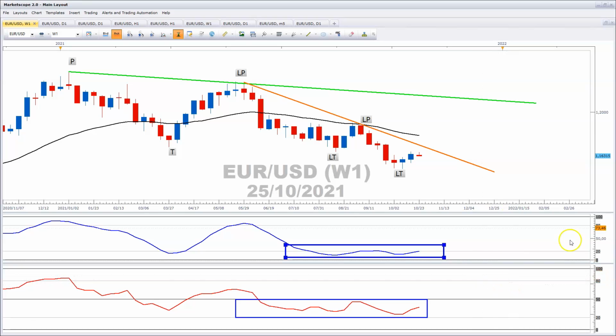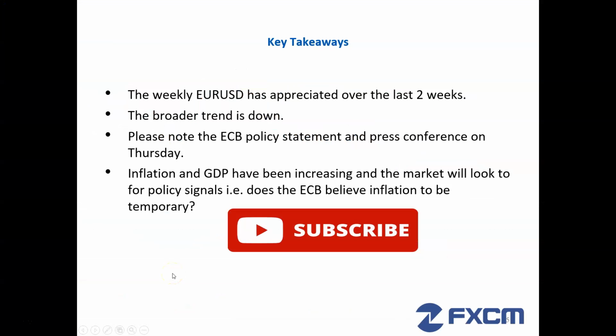Let's just end off with some key takeaways. The weekly Euro-US dollar has appreciated over the last 2 weeks, but the broader trend is down. We do want you to note that there is an ECB policy statement and press conference that is due this Thursday, and we're going to be listening to the contents and the communication therein.